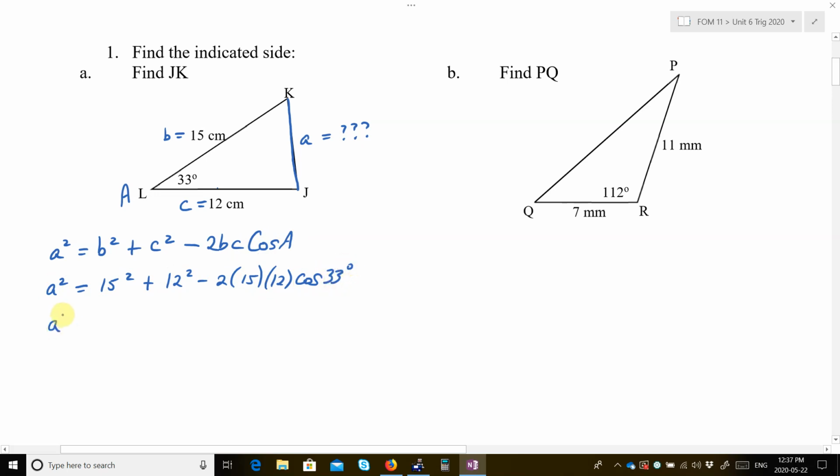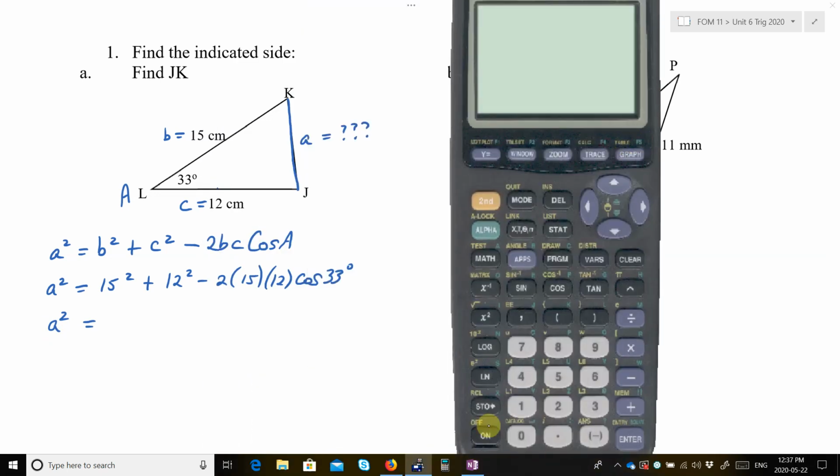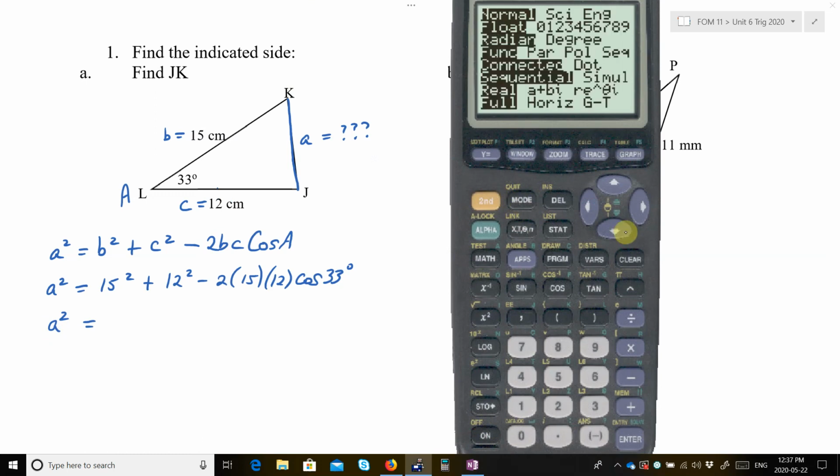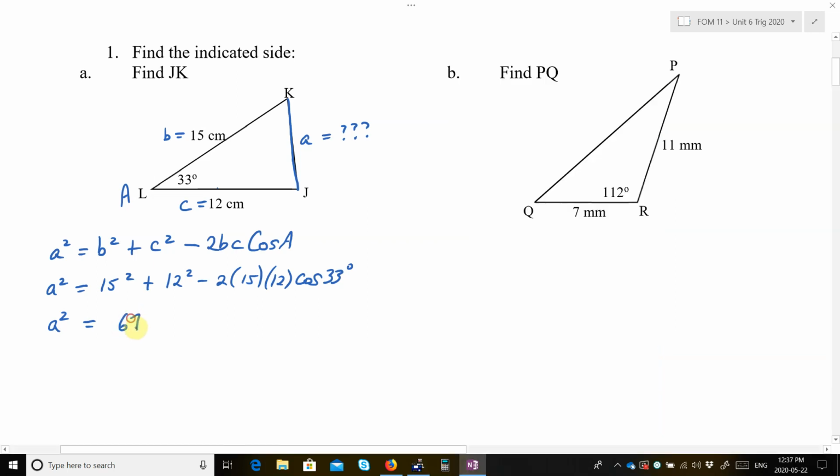So a squared is equal to, since my angle is in degrees, let's make sure I'm in degree mode. I'm in radian mode, so I'm going to highlight degree. There we go. And we will go 15 squared plus 12 squared minus 2 times 15 times 12 times cos 33. And we get 67.07 and a bunch of stuff.